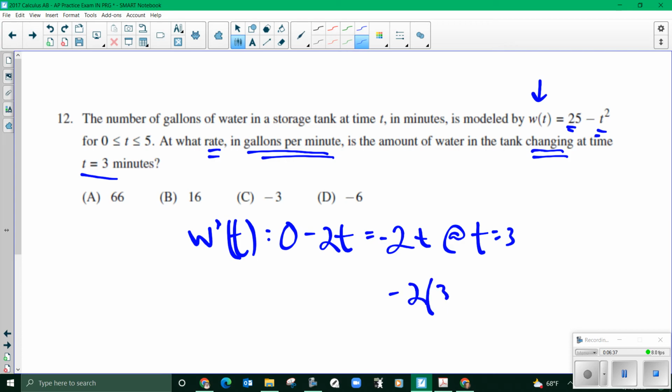Negative 2 times my time of 3. Negative 6. That's gallons per minute. I don't care. I'm just circling the negative 6. Choice D. Very simple. Don't complicate things if they are not complicated.